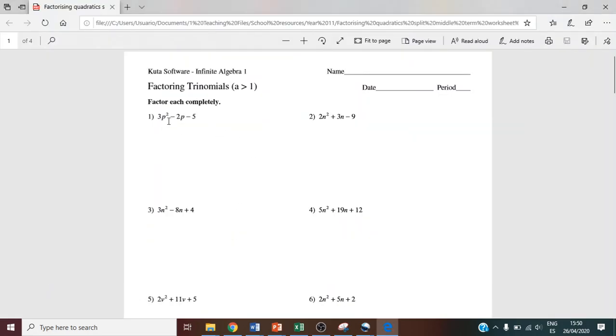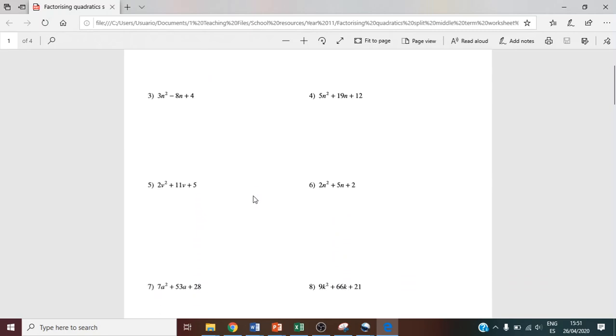All of these quadratics have some number in front of the x squared term, or in this case p squared, in that case n squared. And in all of these examples, there is no way to factor that value out. So I can't do 3 and then put the rest in brackets. So I'm going to need to split the middle term in all of these examples.